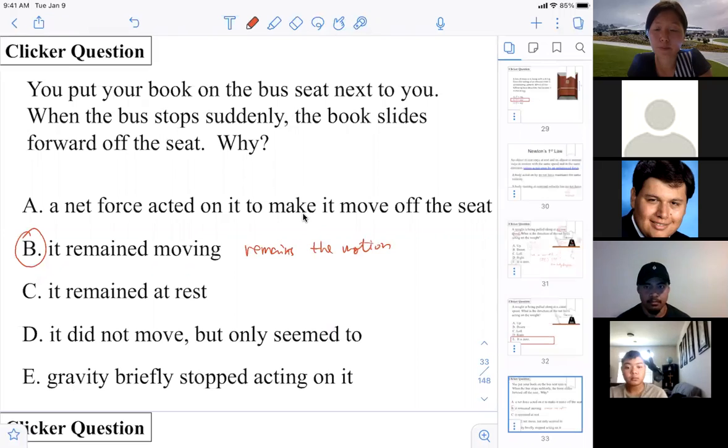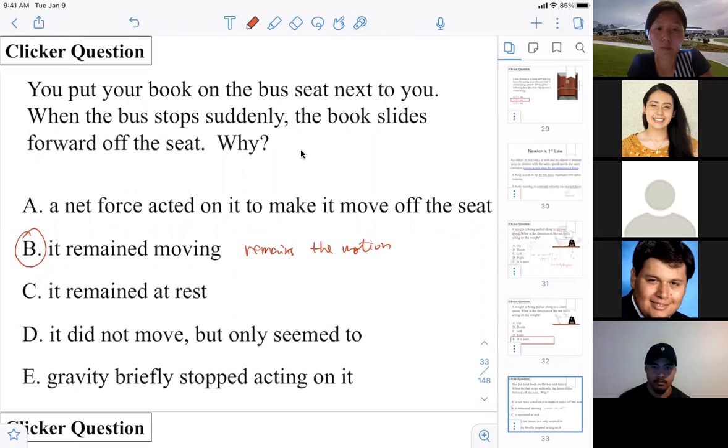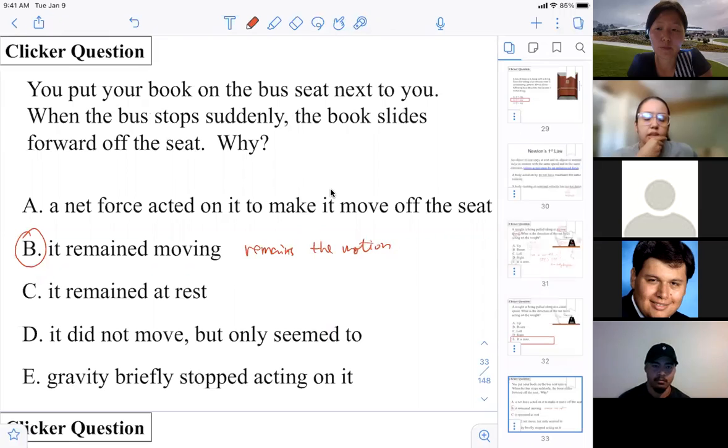I had a question, Professor. Yes. I'm still kind of lost. So then, since the book remained in motion because of the bus's constant velocity, why is it that... I'm just kind of a little bit lost with the analogy here.